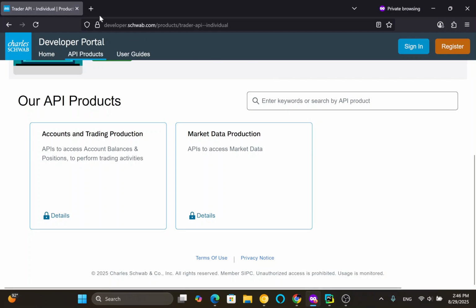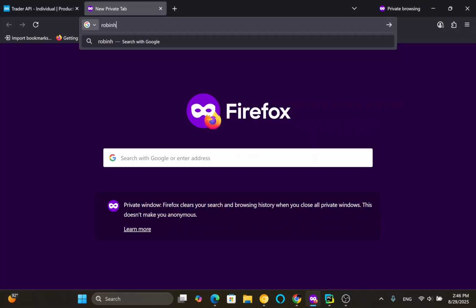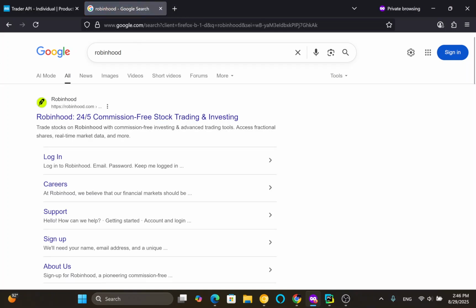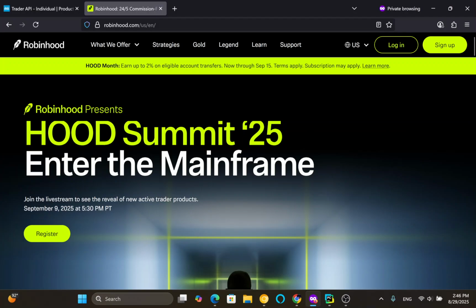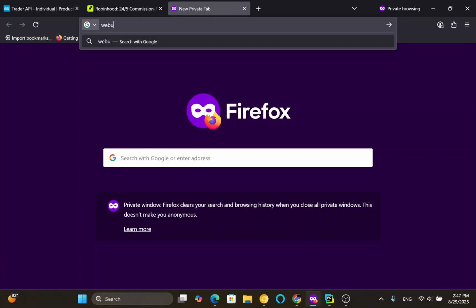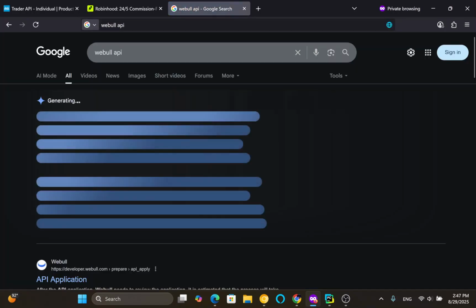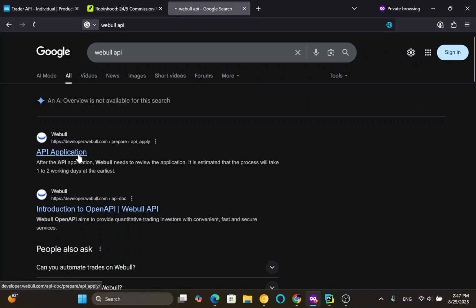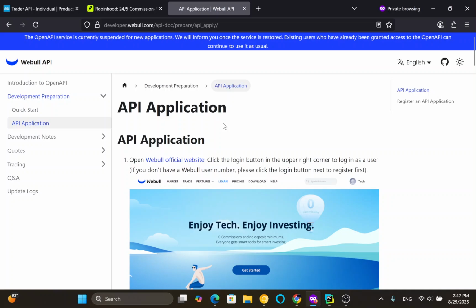What we found: Robinhood, an amazing platform with amazing instruments, but no API, which is a surprise because for my personal trading, I use Robinhood most of the time. For Webull, it was market data only. You can get quotes and charts, but can't place orders programmatically.